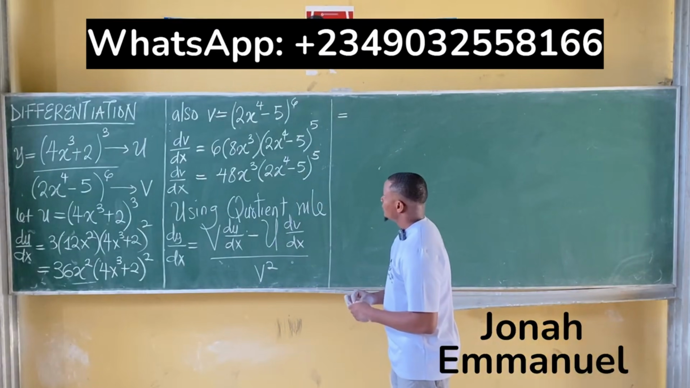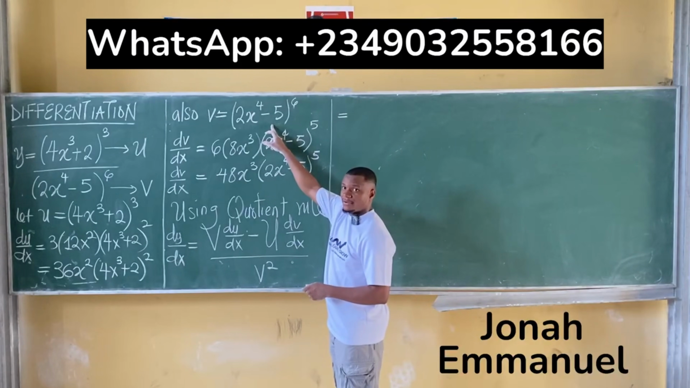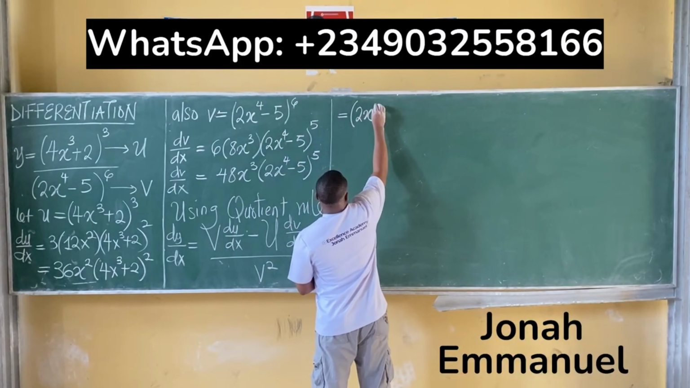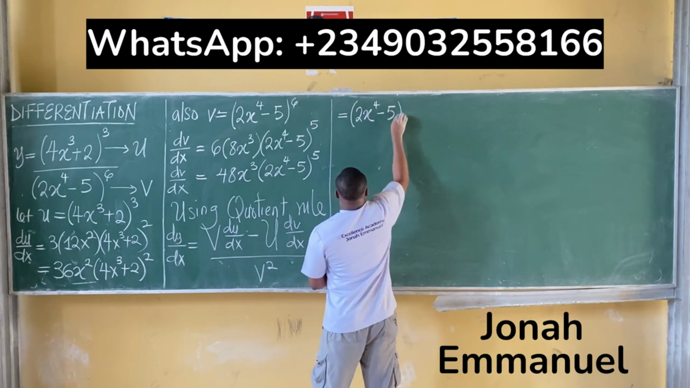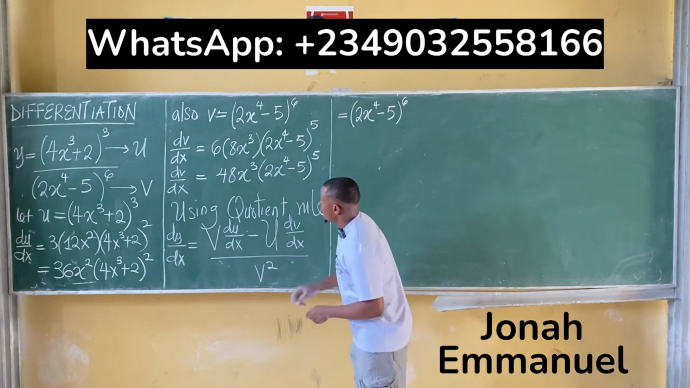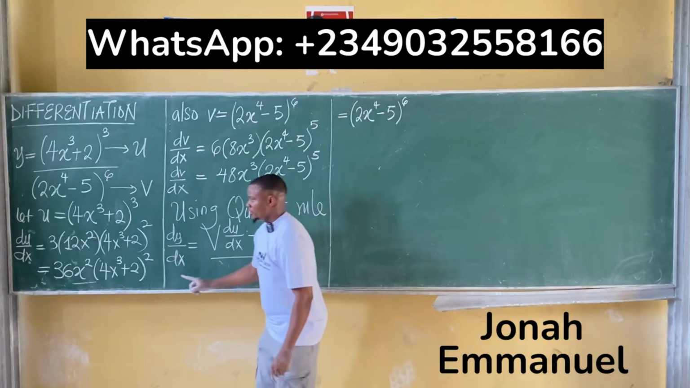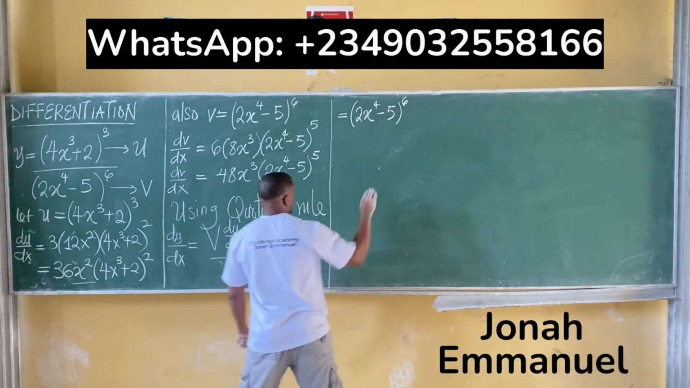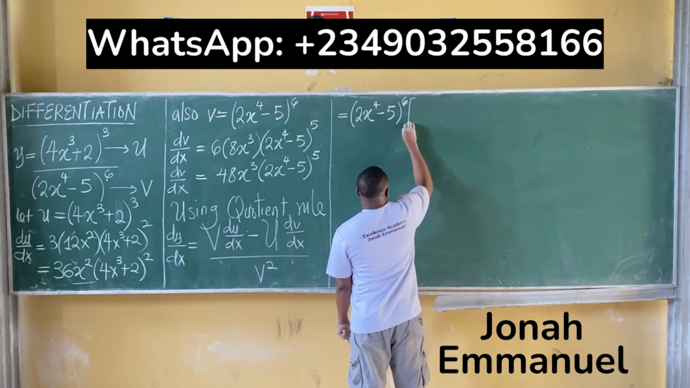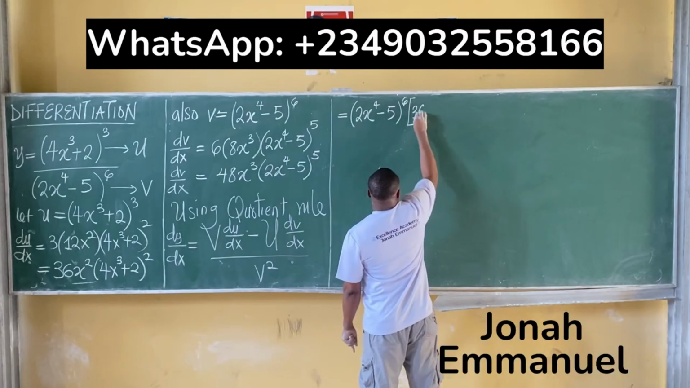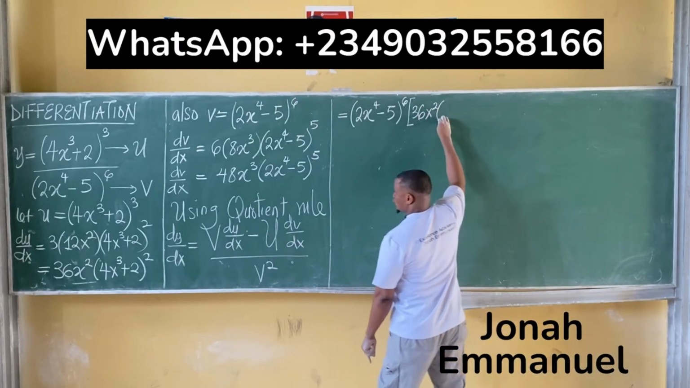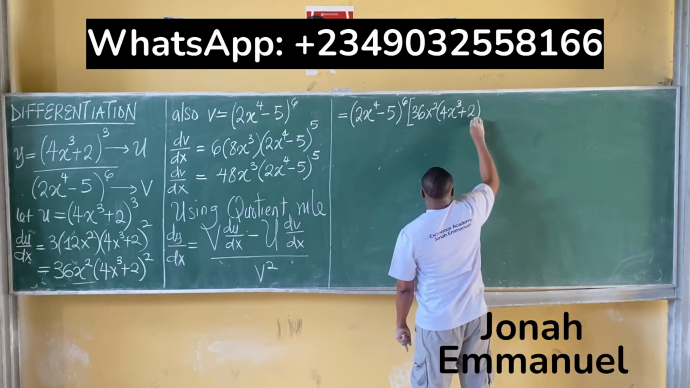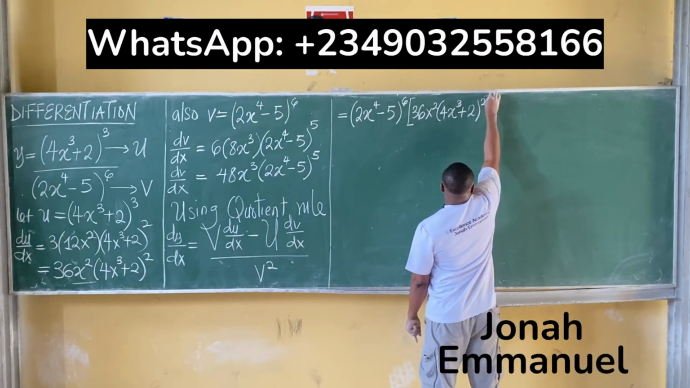What's v? See v here. That's what there? 2x to the power 4, minus 5, to power 6. This is v. What's du/dx? The du/dx has its own bracket. You know what to do now, right? Use the square bracket. So square bracket, into what do you have there? 36x squared into (4x cubed plus 2) power 2.